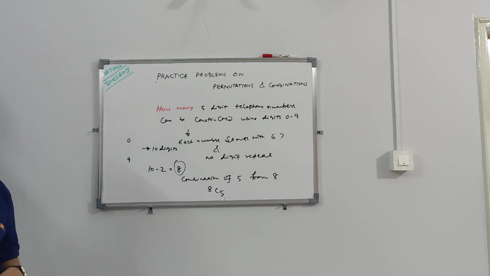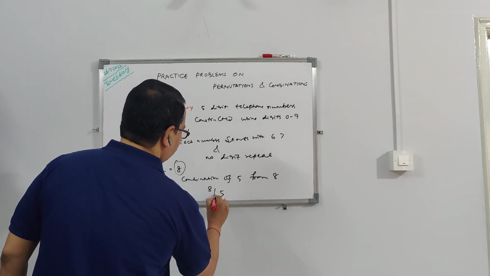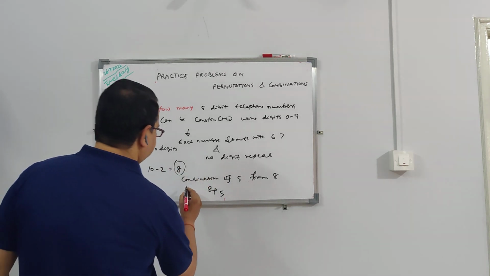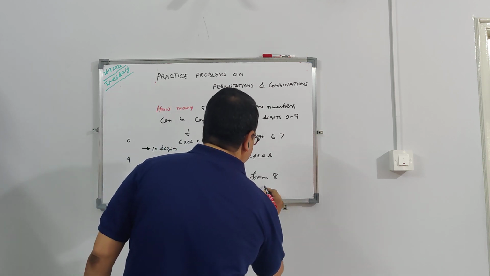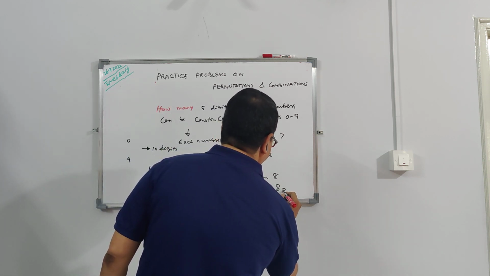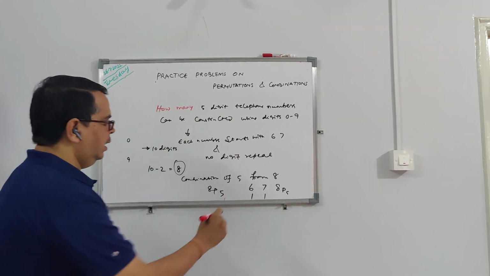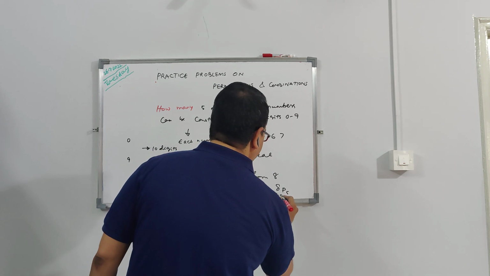But this is a number, not a selection, so it's not combination. It is permutation. Understood, no? It's a permutation because when you are forming numbers, if you make the arrangement different, it will be a different number. So it is 8P5. The other two are 6, 7. So 6 can be put in one way, 7 can be put in one way, and the rest can be put in 8P5 ways.